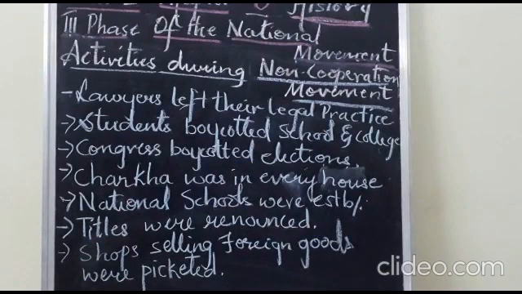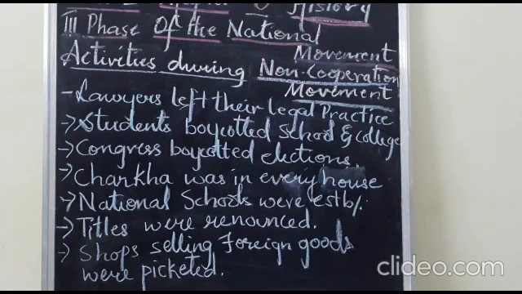Now let us see what were the activities during the non-cooperation movement. The Indians enthusiastically responded to the call of Gandhiji. The people were ready to practice non-cooperation with the British government in every walk of life. Lawyers left their legal practice. Students boycotted schools and colleges. Congress boycotted the elections. Charkha was in every household, which became a symbol of the day.